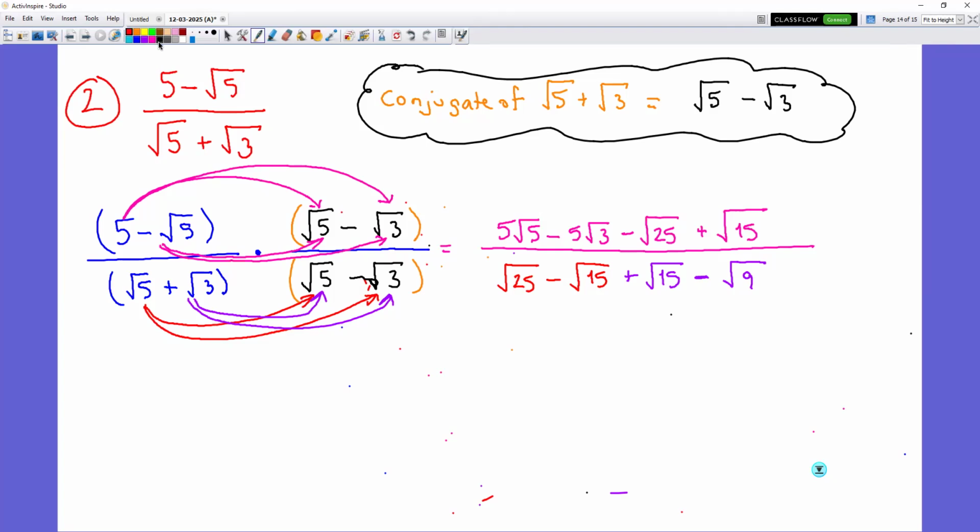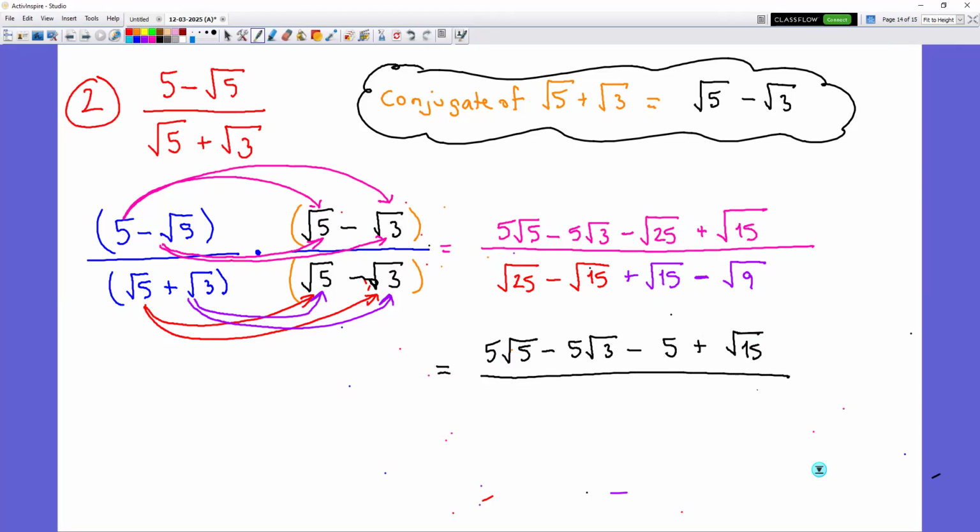So basically, we can just rewrite the numerator as 5 square root of 5 minus 5 square root of 3 minus 5 plus the square root of 15, excuse me. So it's going to be square root of 15. All right, so like I said, there's really nothing we can do on the top right now, except simplify that square root of 25. That's all we got. So there we go.